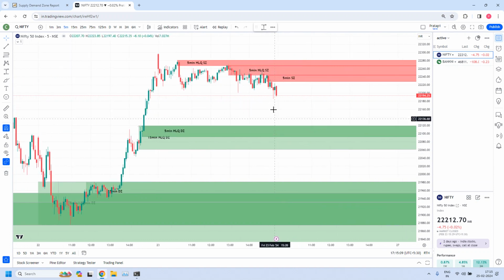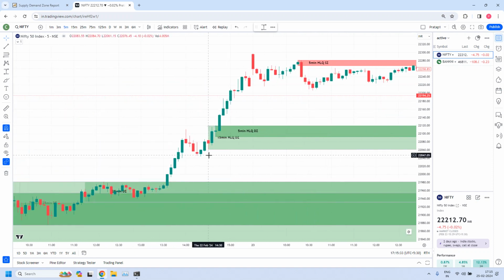So probably you may expect some price movement between this high liquidity demand zone and this high liquidity supply zone on Monday. If one of these high liquidity zones is violated completely, then the price direction will be identified. Suppose this high liquidity zone is violated. See, inside we have two 5-minute zones. We have a rally, base, rally.